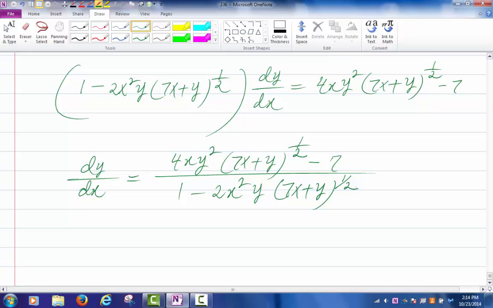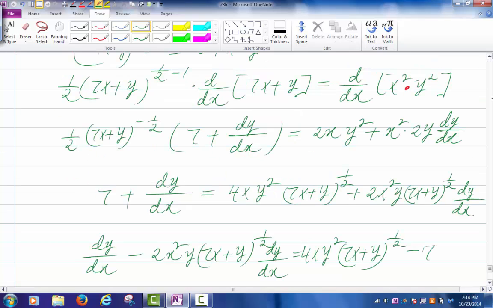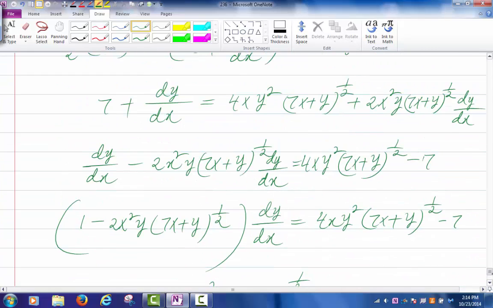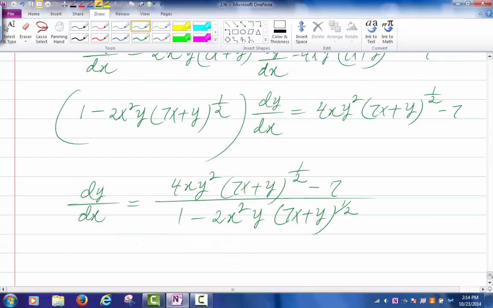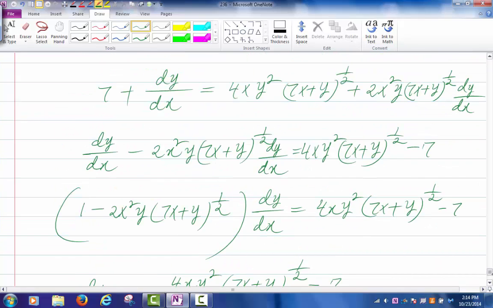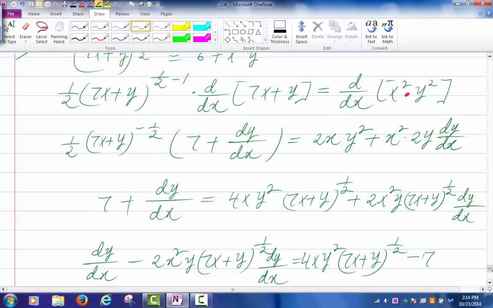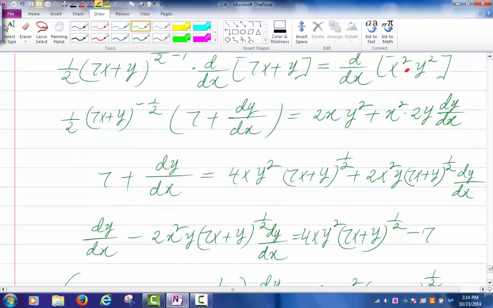Questions? Yeah. Why is it 2x squared y instead of 4? Did I have a 4 before? You are talking about the 2 in the denominator? Yeah. Well, let's go back. I have a 2 here, 2 here. When I multiplied by 2, I forgot to multiply by 2 here, right?